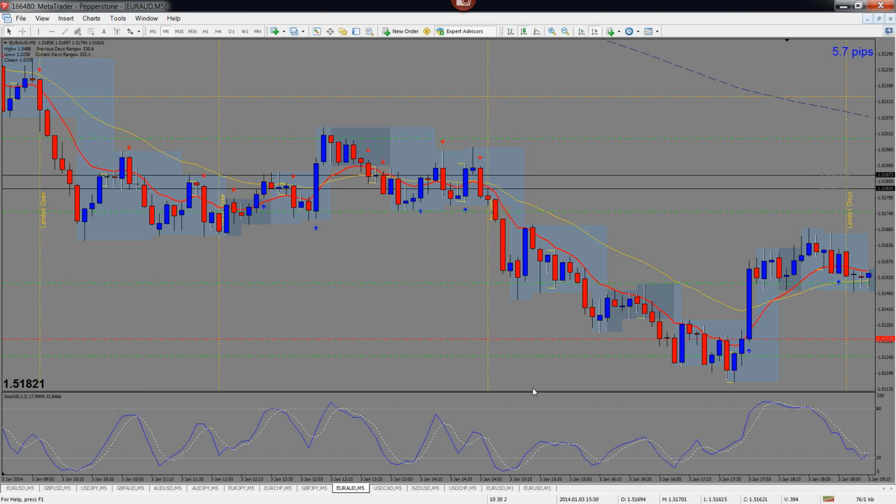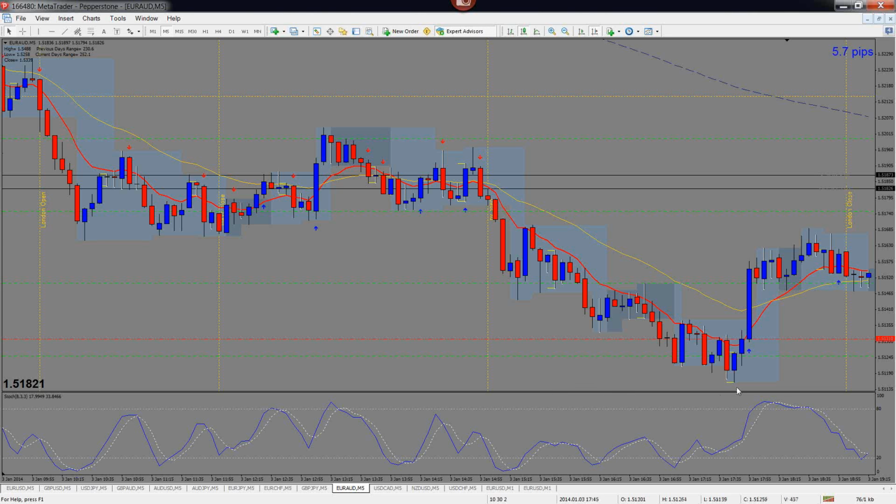What has it been doing? Look in the mirror and see. If it's been just consolidating for the last 3 or 4 hours, don't trade that pair until you get a definite understanding of a trend, a definite signal of a trend one way or the other.